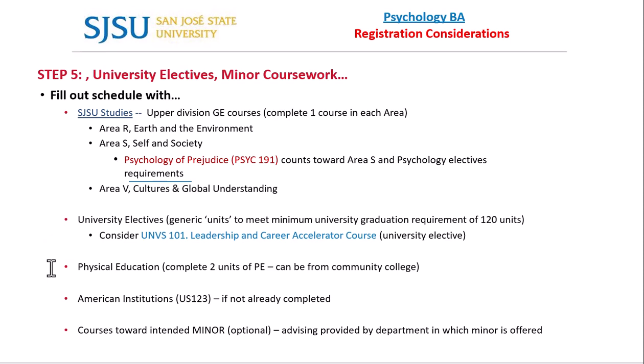PE, right? Everybody has to complete 2 units of PE. Many students take this at community college, or you've completed it at your community college, but please make sure you do complete it. Everybody has to do 2 units of PE. Your American Institutions requirement: if you haven't completed that yet, please make sure you prioritize that in building out your schedule.